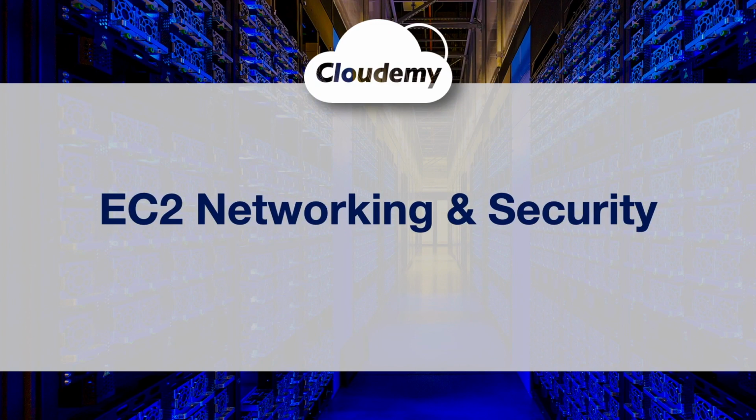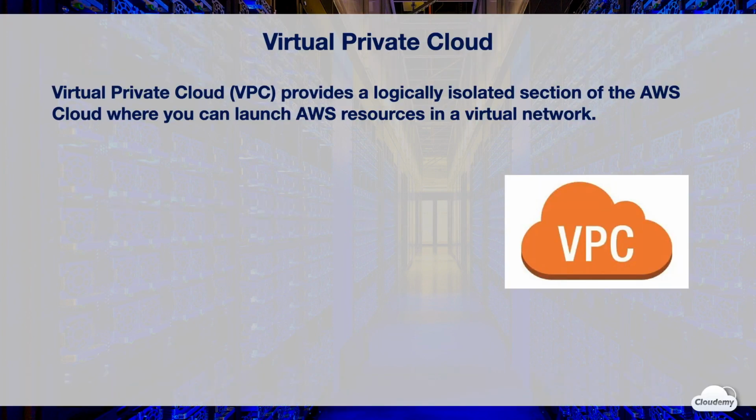In this episode, we're going to look at basic networking and security for EC2. Amazon VPC stands for Virtual Private Cloud. It lets you provision a logically isolated section of the AWS cloud, where you can launch AWS resources in a virtual network. This virtual network resembles a traditional network in a data center, with the benefits of using the scalable infrastructure of AWS. Amazon VPC is a networking layer for Amazon EC2.